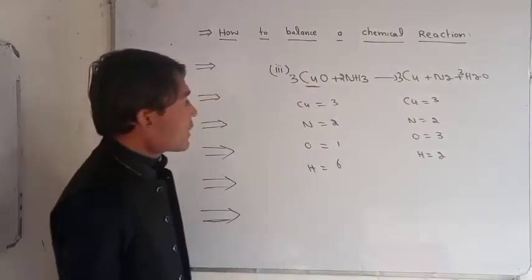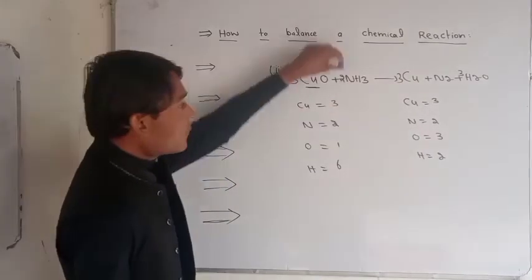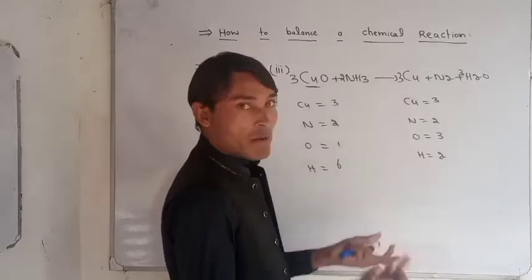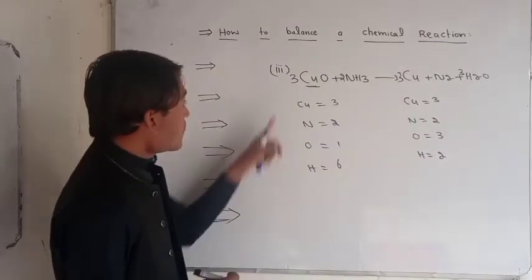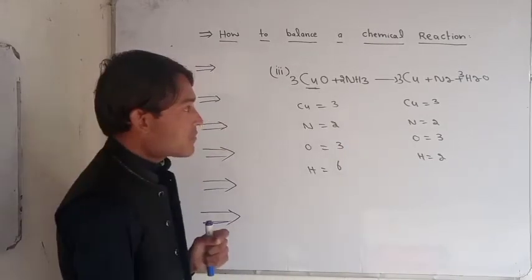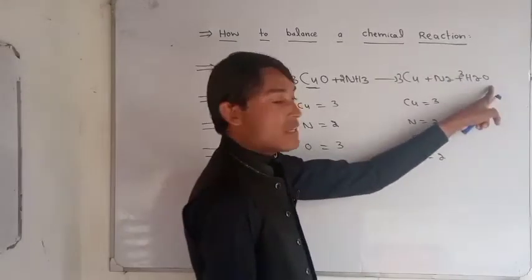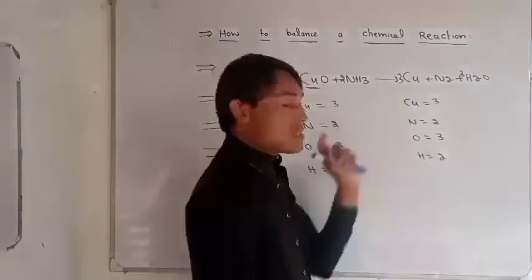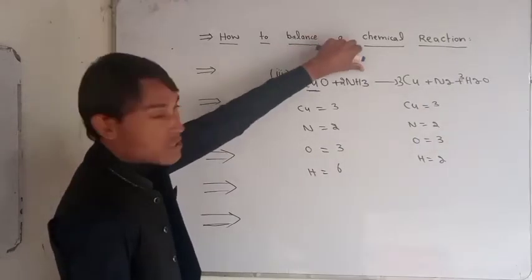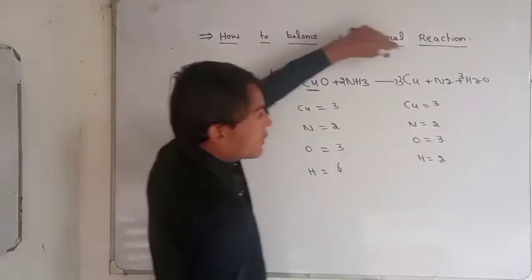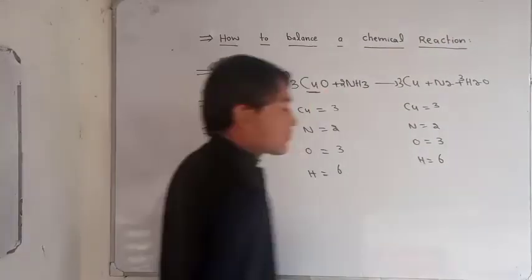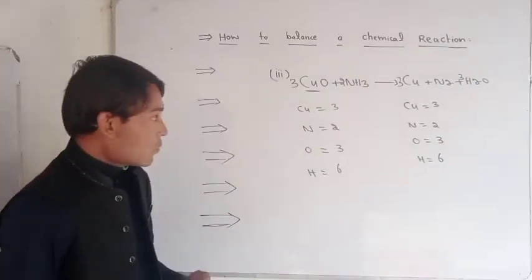Now let's talk about nitrogen. We have 2 here, and here the number of nitrogen is 2, balanced. Now again let's talk about oxygen. 3 1s are 3, so oxygen is balanced. Now for hydrogen, 2 3s are 6, and here 2 3s are 6, so hydrogen is balanced. So this was about the reaction number 3.